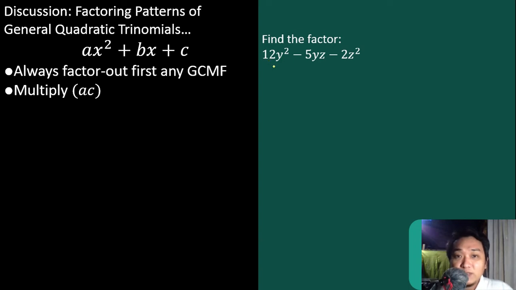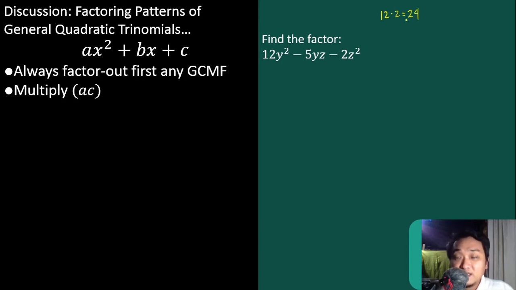We're going to multiply the AC terms. So what are those AC terms? For general quadratic trinomials, those are the numerical coefficient of the first term and the numerical coefficient of the last term, the AC terms. So in this case, the AC terms are 12 and 2. So we're going to multiply 12 times 2. That will be equivalent to 24.